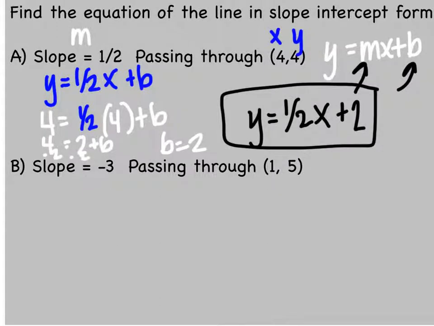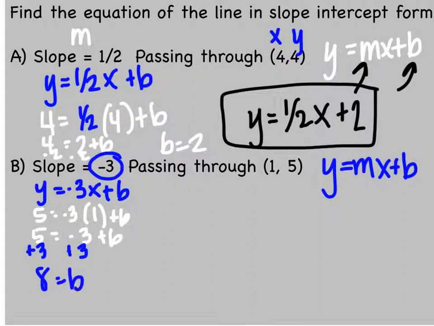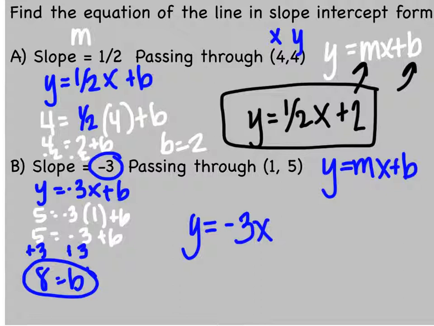To start, I wanted to write y equals mx plus b. I know that I have my m value of -3, so I'm looking at y equals -3x plus b. Then I can use my x and y to plug in, so 5 equals -3 times 1 plus b. So 5 equals -3 plus b. To get b by itself, I'd add 3 to both sides and get 8 equals b. This gives me my m and my b, which means I know y equals -3x plus 8.